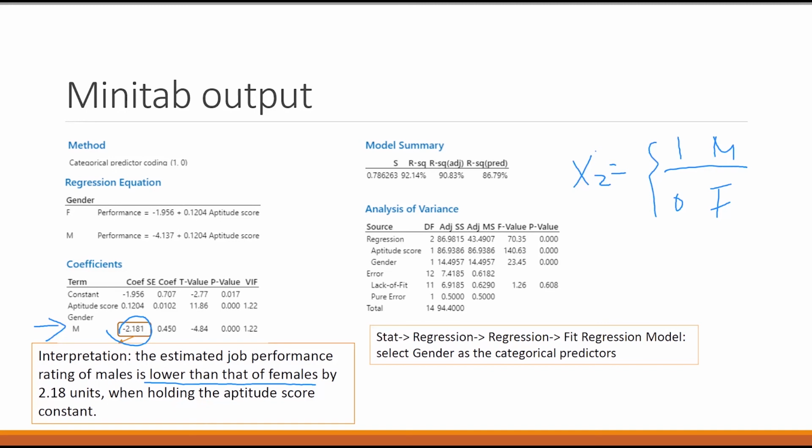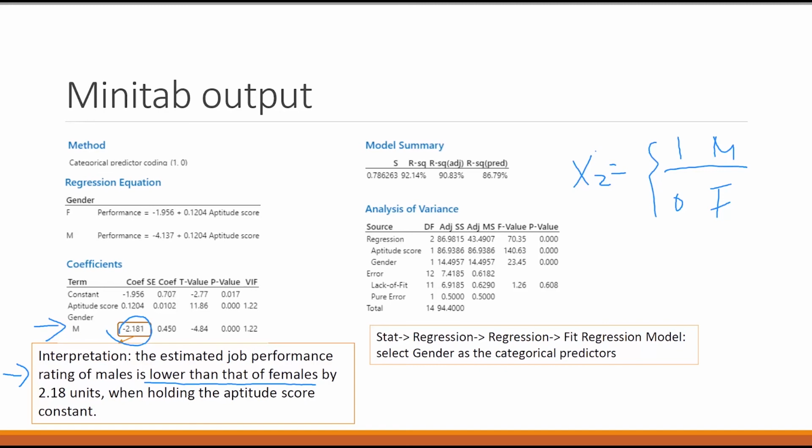Okay, now if we want to put the value in perspective, this negative 2.181 tells us that the job performance rating of males is lower than that of females by 2.18 units when holding the aptitude score constant. Or in other words, for the same aptitude score, on average, males' performance is lower than females' performance by 2.18 units. So that's how we interpret it. And everything else is the same as before.